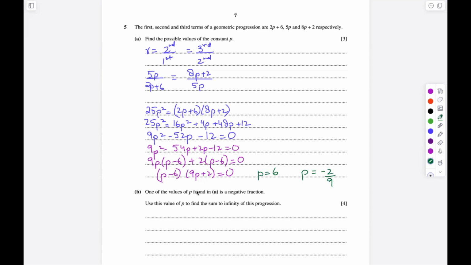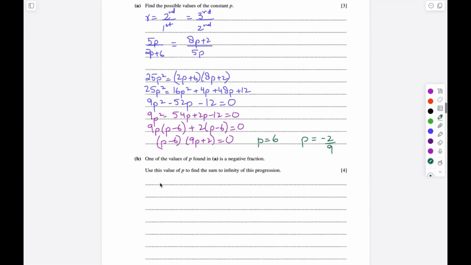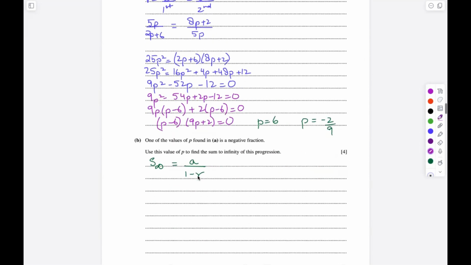In part B, it says one of the values of p found in A is a negative fraction. So that will be minus 2 upon 9. We have to use this value of p to find the sum to infinity of this progression. So the sum to infinity of a geometric progression is given by a upon 1 minus r. So a was 2p plus 6.